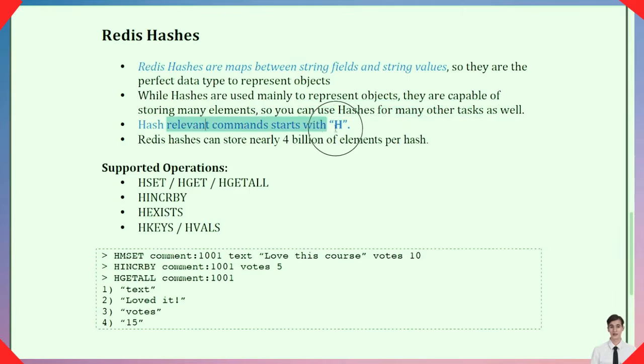Hash relevant commands start with H. For example, hset, hget, hgetall, hincrby, hexists, etc. Another important piece of information regarding Redis hashes is that they can store nearly 4 billion elements per hash. For example, with hmset, 1001 is the key, and these are the values. And we can increase the value of a field. For example, the value will be increased by 5, so it will be 15. Then if you run hgetall on this key, these values are returned.